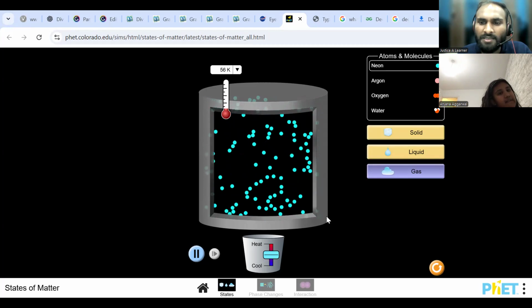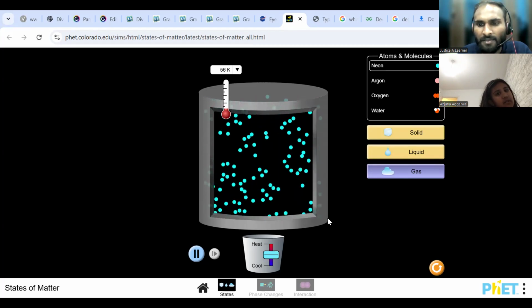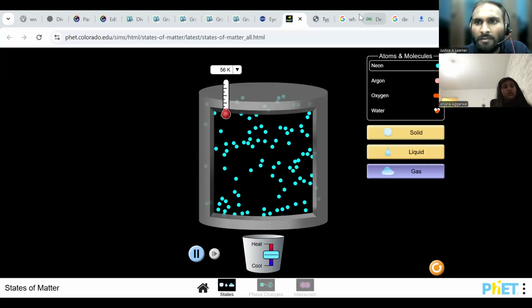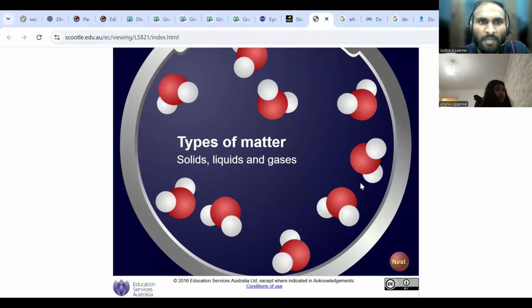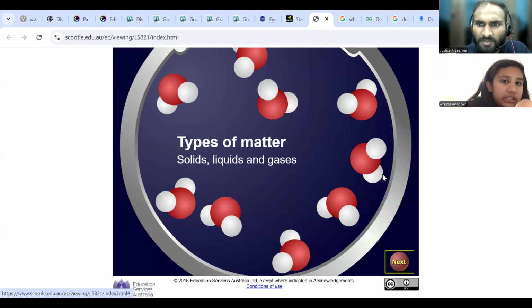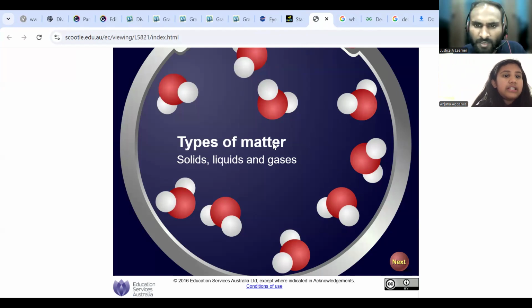I would just show you something else. Are you able to see my screen? Yes. What can you see on the screen? It says types of matter: solid, liquid, and gases. So here is a game in the form of a quiz. Let's begin.